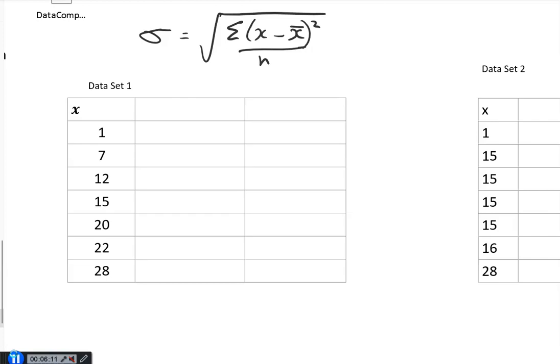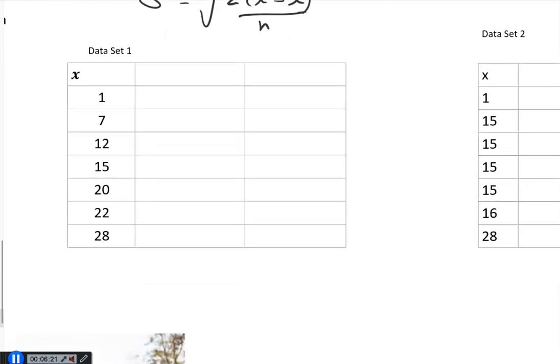Subtract what? The mean from what? Each number. So that implies we need to know what the mean is, correct? Do we recall the formula for mean? The first thing we need to know is what the mean is, because in order to use this formula, we need to know the mean. So the mean is: add up the numbers, divided by 7.